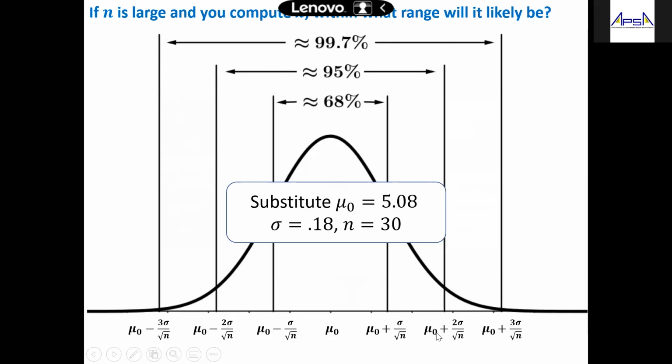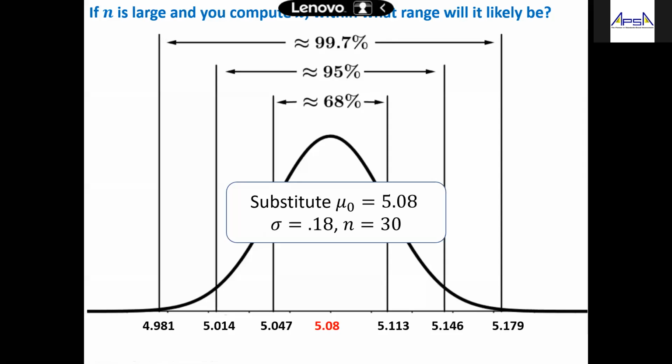Ito, 5.08 plus 2 times sigma, which is 0.18, over square root of n, 30, and so on, you will get this. So substitute lang kayo. Ayan. So 5.08 here. Ayan. So basically, we just substituted values. Ano nakakita nyo?